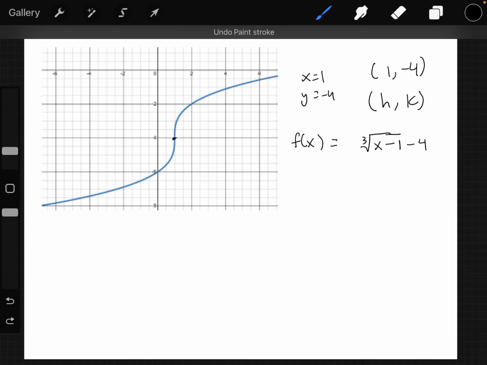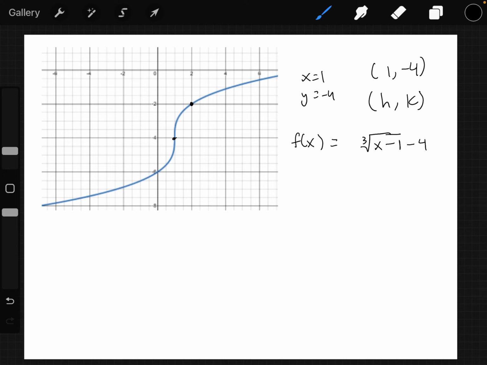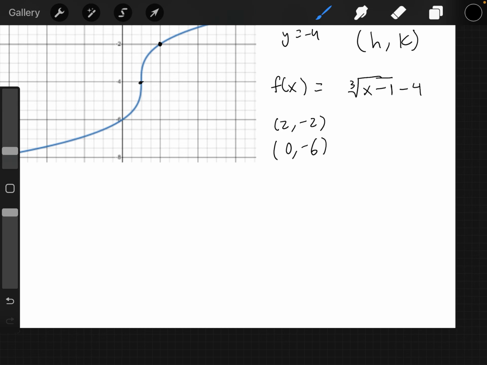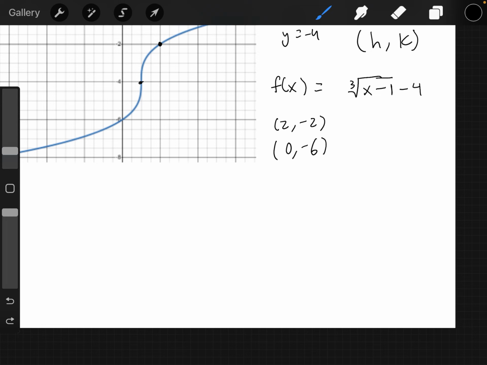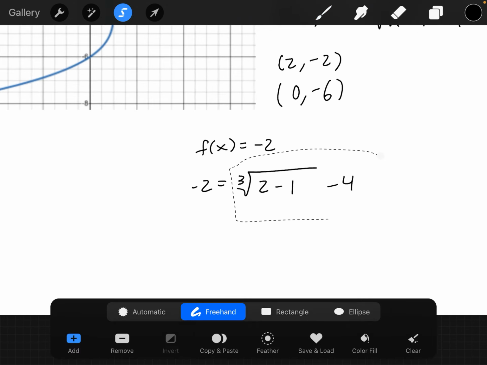And to test if we have a value of a here, we'll find another point at 2, -2, and this point at 0, -6. So we'll use this point here to find if there's a value of a. So f of x is equal to negative 2. So we have negative 2 equals a times the cubic root of x, which is 2, minus 1, minus 4.